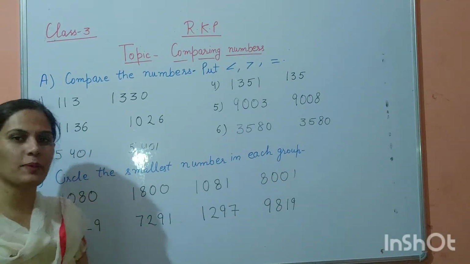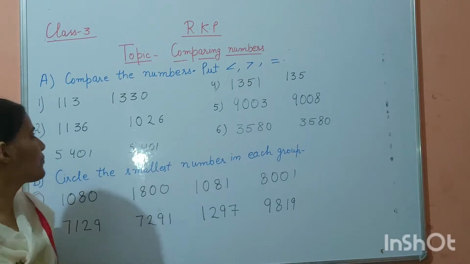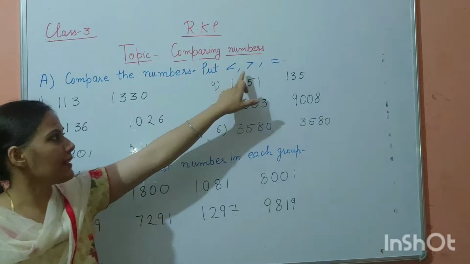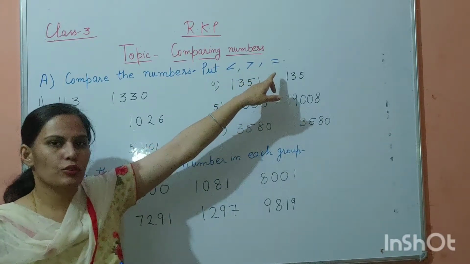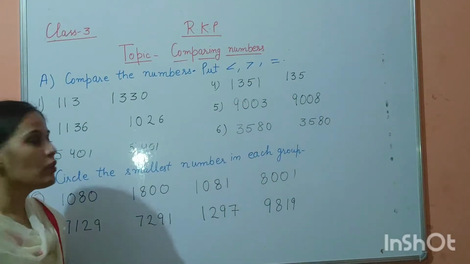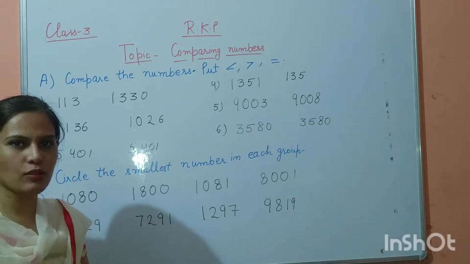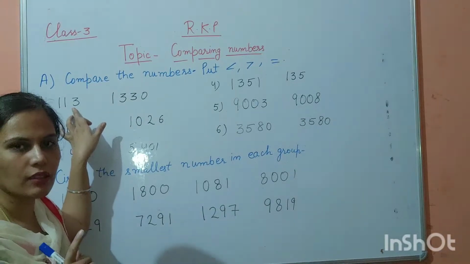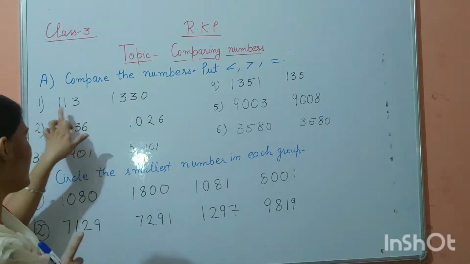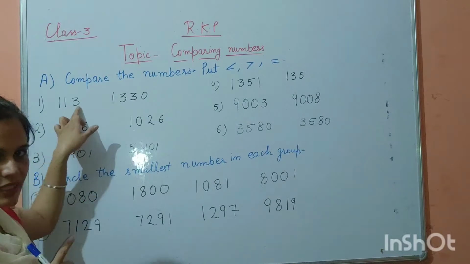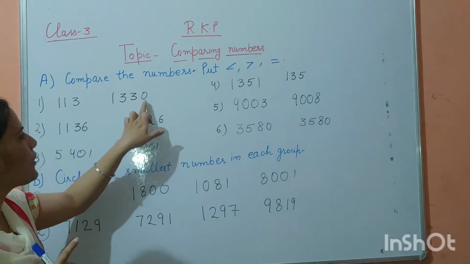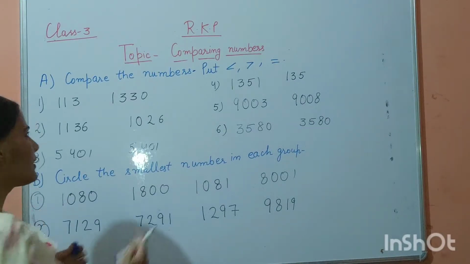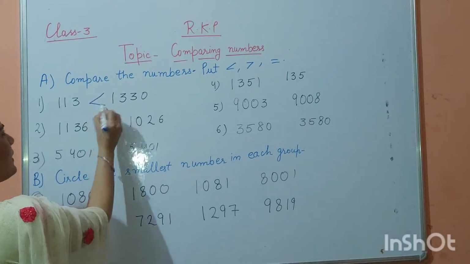Now students, let's practice some questions. Compare the numbers and put less than sign, greater than sign and equal to sign. As we have discussed the rules, first of all count the number of digits in the given number. It has 1, 2, 3 digits and it has 1, 2, 3, 4 digits. Then which number will be greater? This. Then put a less than sign.